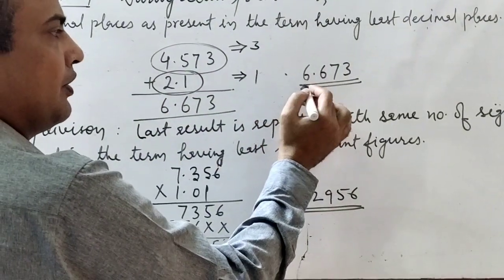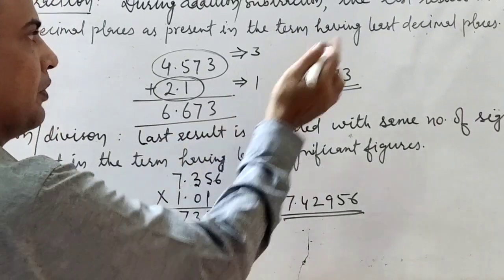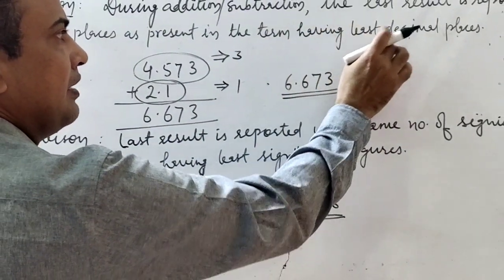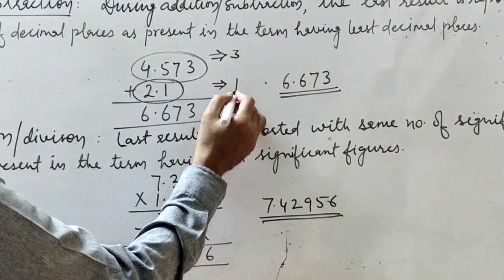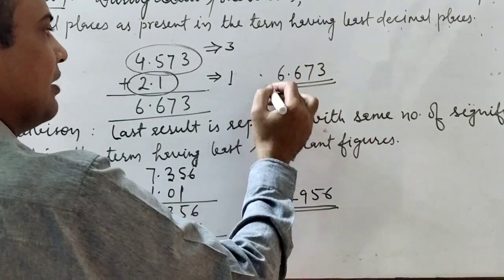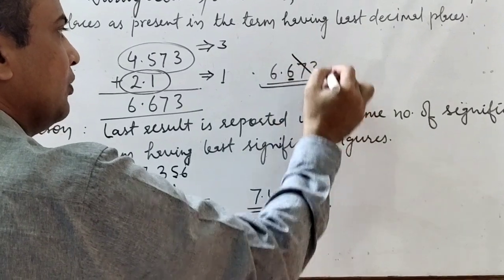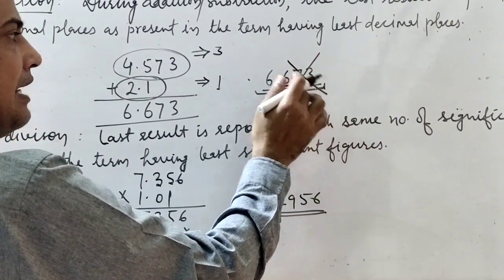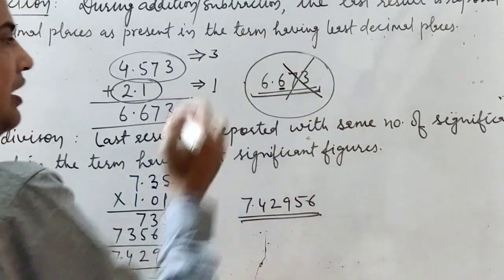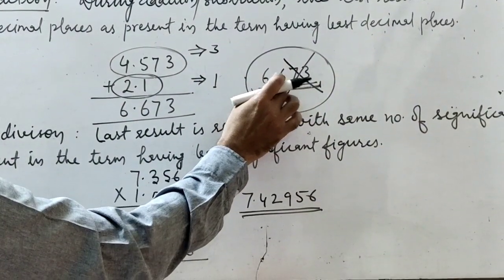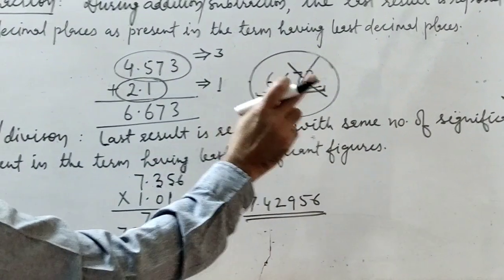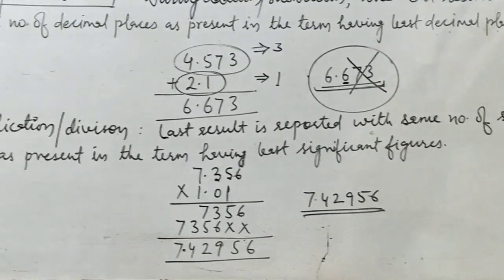6.673 is reported to have decimal places only up to the least number, meaning 1. So this result must be reported with only 1 decimal place. You have to remove 3 and 7 from this last result. Only up to 1 decimal place is reported.